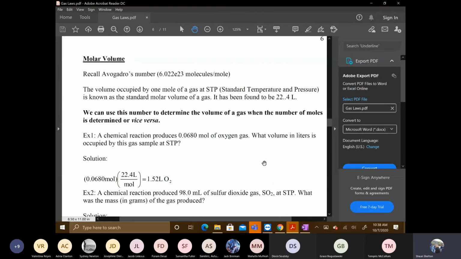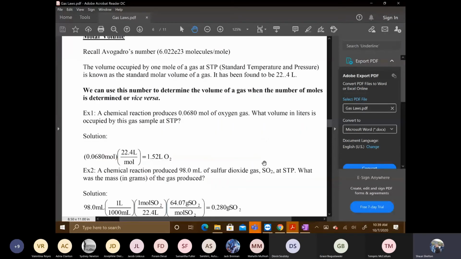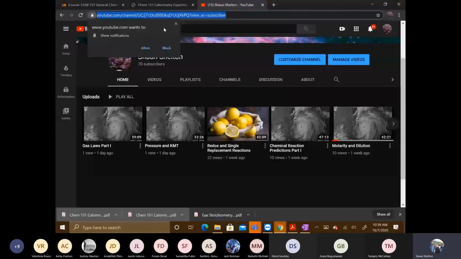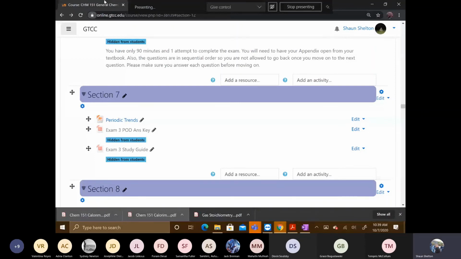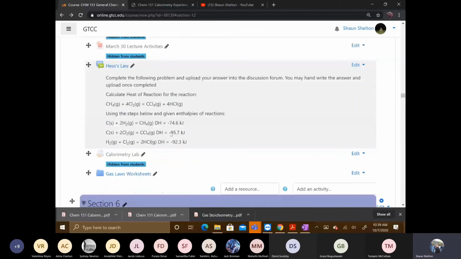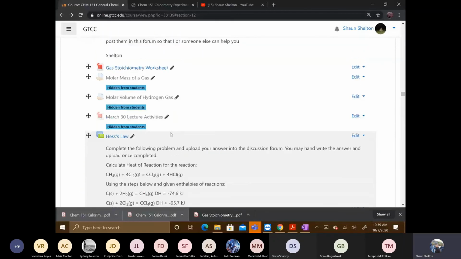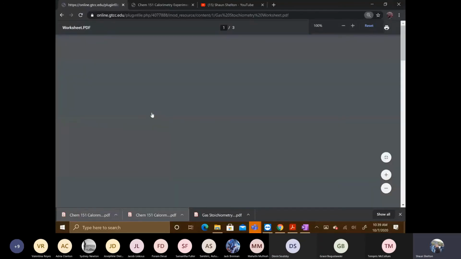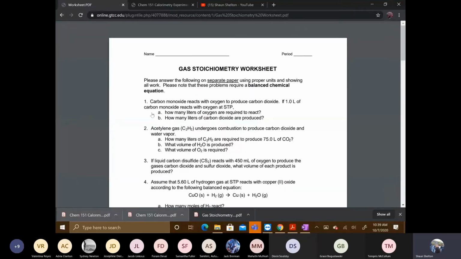Molar volume of a gas. This is tying into the gas stoichiometry worksheet. So again, if you come in a little bit later, there's a handout online. If you look at the Moodle page, you'll find that there's one folder, but then there's this worksheet here. So this is the worksheet I'm talking to you about. With the molar volume of a gas, it actually ties into this worksheet and using gas stoichiometry.